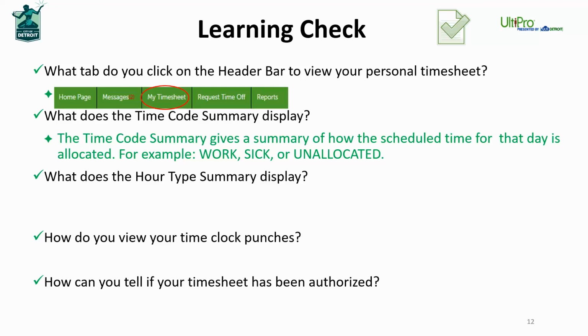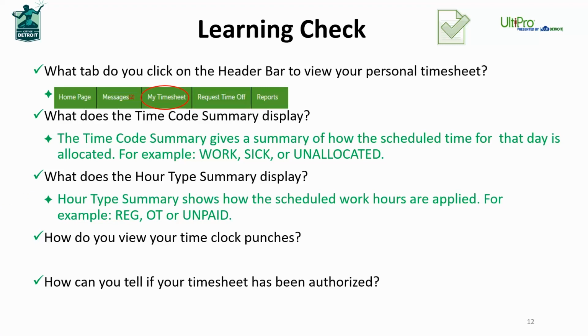What does the hour type summary display? Hour type summary displays how the scheduled work hours are applied. For example, regular, overtime, or unpaid. How do you view your time clock punches? You simply look in the clocks field.